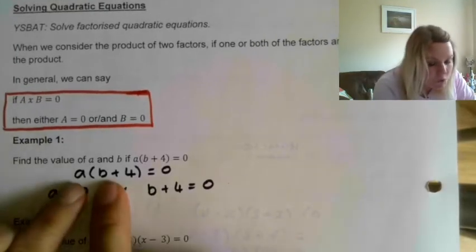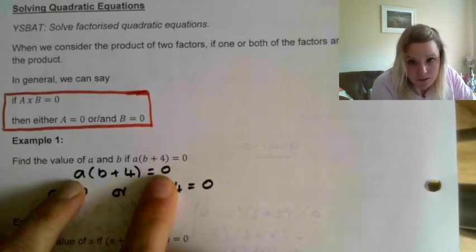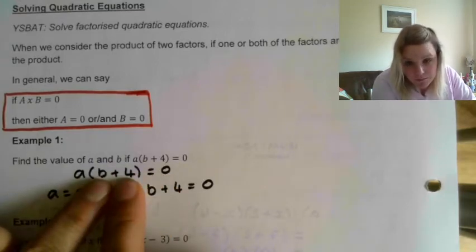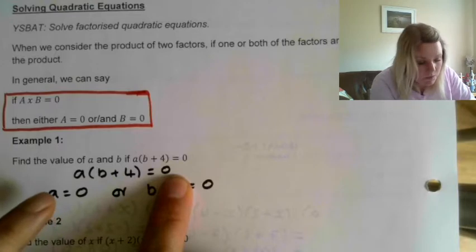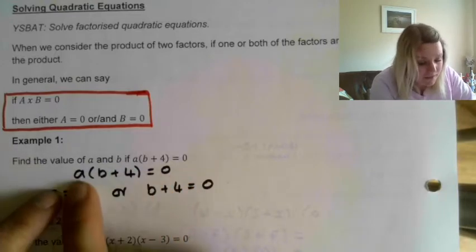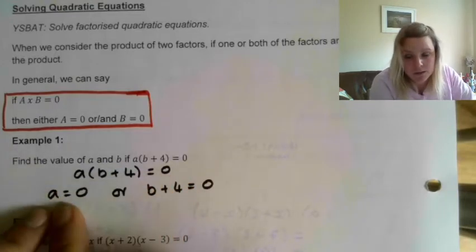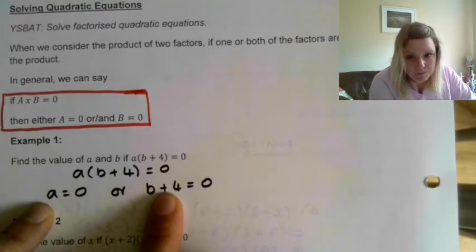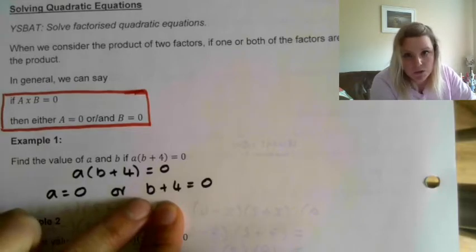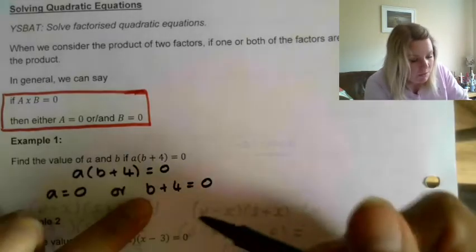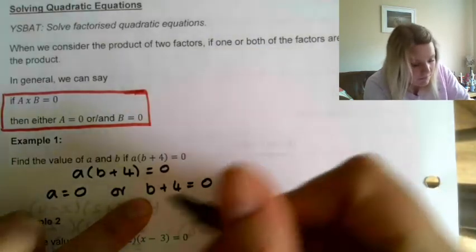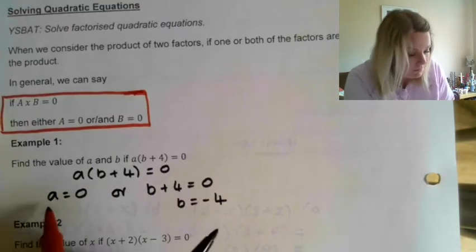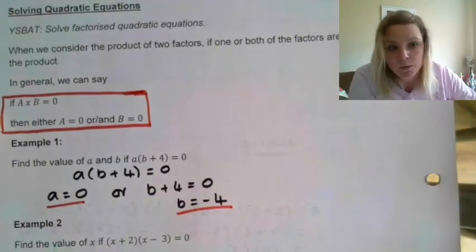So we have two things multiplying together and our answer is 0. We've got A, and that's getting multiplied by B plus 4, giving us 0. So that must mean that either A is 0 or B plus 4 is 0. Then we would need to go on and solve that to say what B would be. We take 4 away from both sides, and we end up with B equals minus 4. So A is 0, B is minus 4.